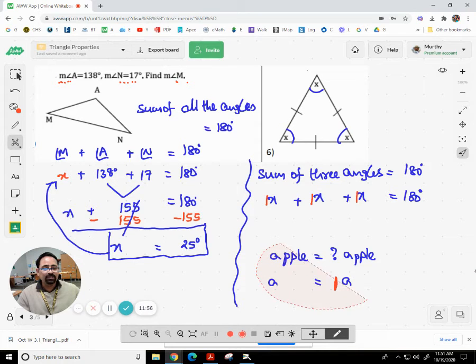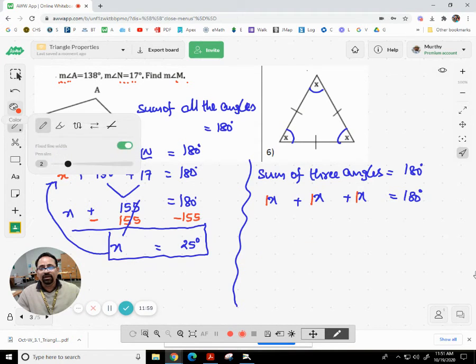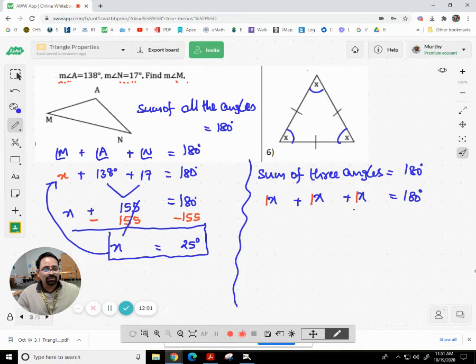Therefore, 1x plus 1x plus 1x, that is easy to calculate. That becomes 3x, just like one apple plus one apple plus one apple makes 3 apples. In the same way here, 3x equals 180. Here 3 is multiplying with x. The opposite operation is division. So division by 3, 3 over 3 gets cancelled. Then 180 over 3 gives me 60 degrees.